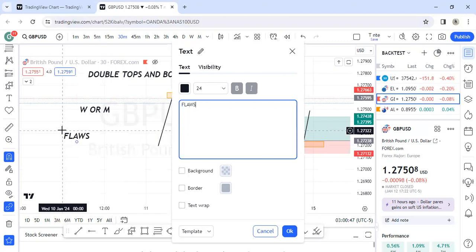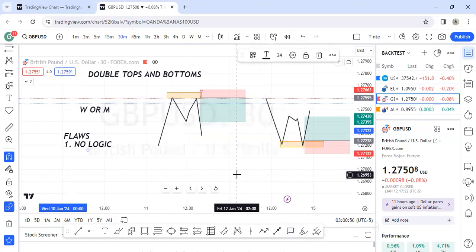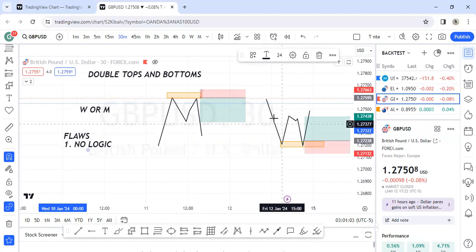There's no logic in this. Logic simply means there's a reason behind it. They just trade based on pattern's sake. Now, let's assume that maybe on the fundamental basis, the dollar is supporting the market to drop.